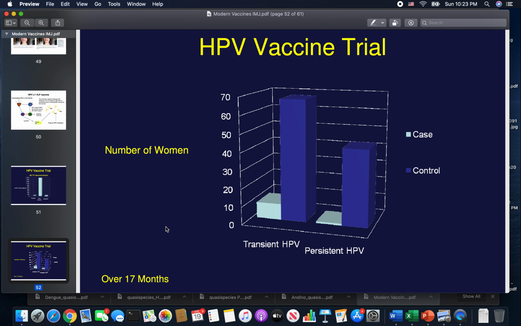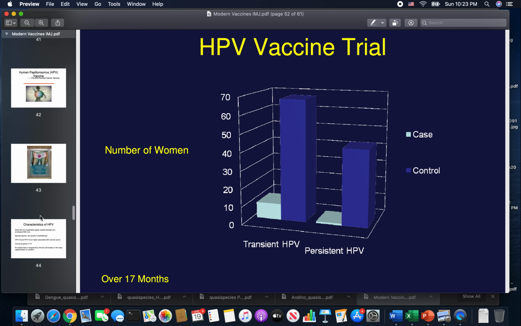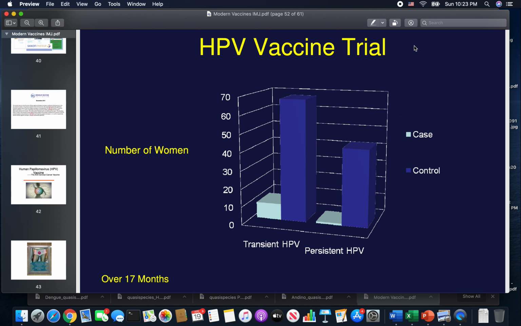And so they tend to go for vaccination in people who are about, I think, 11 or 12, maybe 13 years old tops. Like before they would have had a chance to be infected with human papillomavirus from human contact with somebody else. So there we go. That was the human papillomavirus and dengue virus parts of the modern vaccines section.